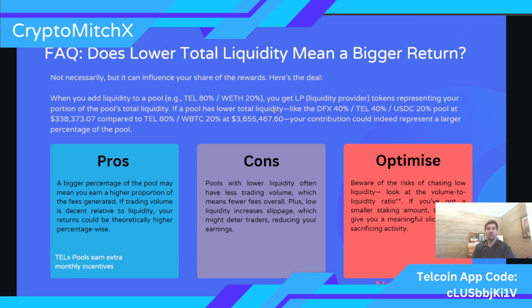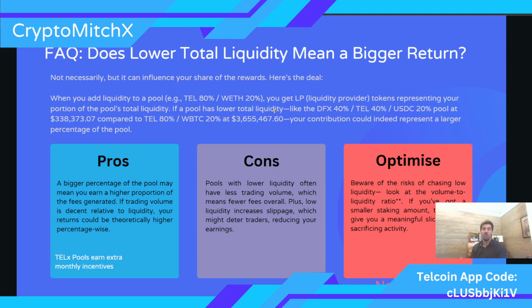So, FAQ. Does lower total liquidity mean a bigger return? When you're picking a pool, does one with less liquidity mean a bigger return? Well, not necessarily, but it can influence your share of the rewards. When you add liquidity to a pool, you get LP tokens representing your portion of the pool's total liquidity.